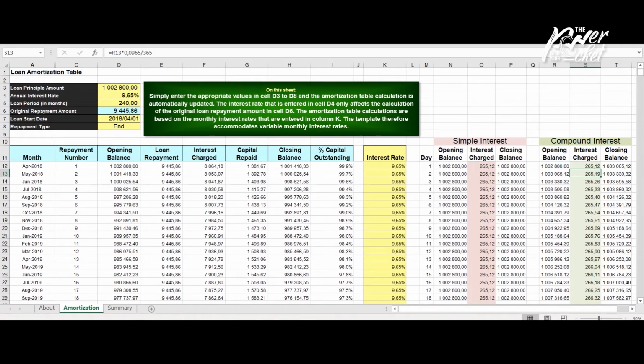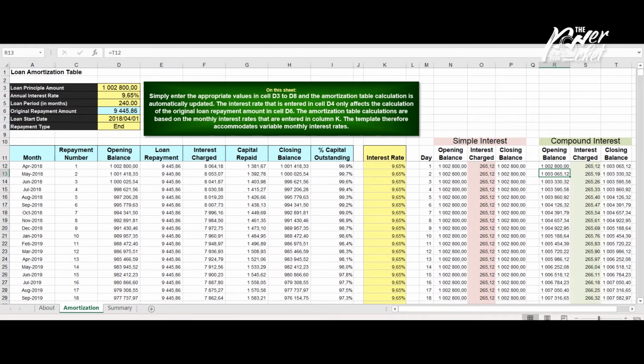Right? And then the closing balance will be the opening amount plus the interest. And then the opening balance for day 2 will be this closing balance of day 1. So on day 2, interest is not going to be calculated on the principal amount. It's going to be calculated on the new opening balance.